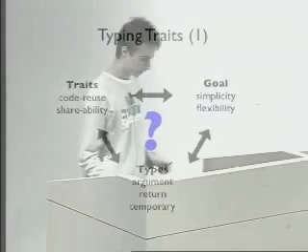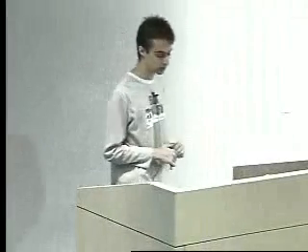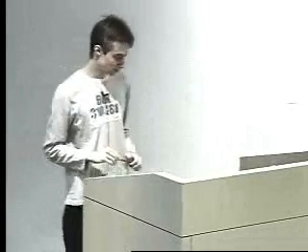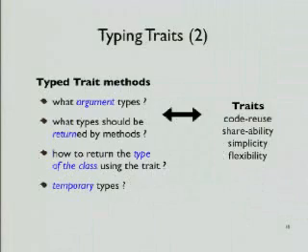Okay. So typing traits. We have here a little triangle problem. In one edge, we have traits, so what they provide. They are for code reuse and sharing code. We have a goal when we're trying to introduce traits in statically typed languages, so that they should still be simple and flexible to use. And we have a lot of types, so we have to address argument types, return types, temporary types, and so on. So what's the problem when typing traits?